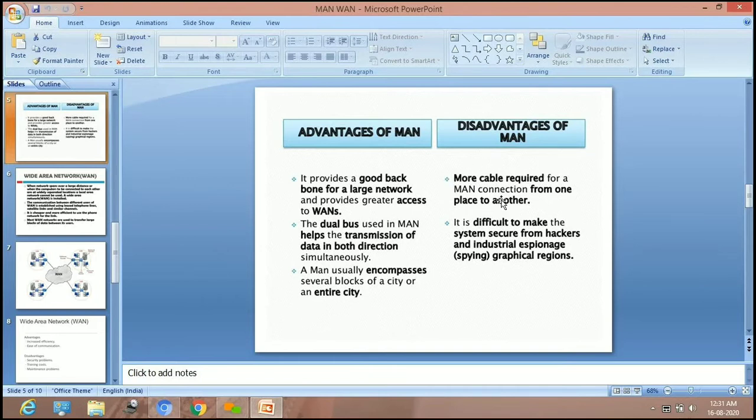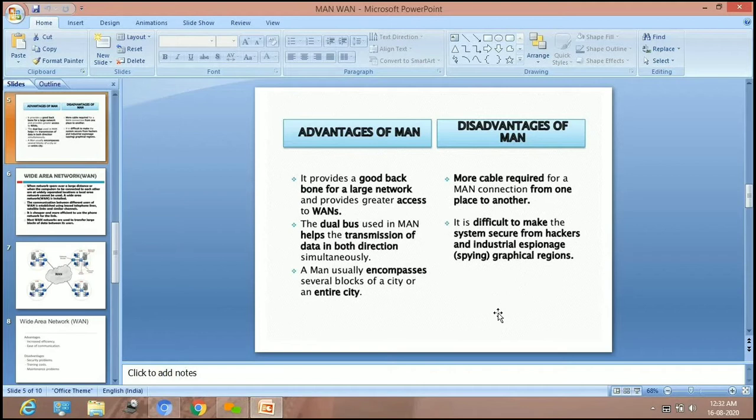But there are some disadvantages also. More cable connections are required when connecting from one place to another, and sometimes it becomes difficult to make a system secure from hackers and in the geographical regions.